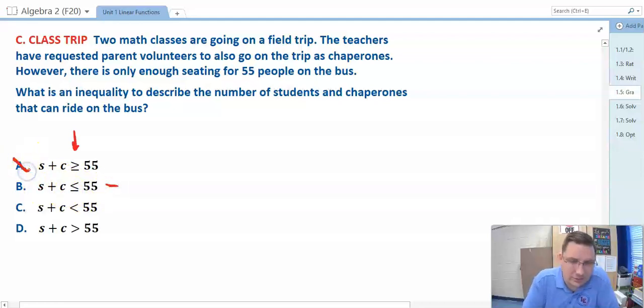We know it's not going to be A because we can't put more people on a bus than the bus will fit, right? So S plus C is less than 55. That's option C. So that one's also a possibility, right? Because, again, I could have 50 people on a bus. So that makes sense. And the last one, S plus C is greater than 55. Well, again, that's like case A, except it's not equal to. So, again, we can't have more than 55 people on a bus. So the question is, can I sit 55 people on the bus? And we go back up here, there is only enough seating for how many people? 55. And so the correct answer here is B.